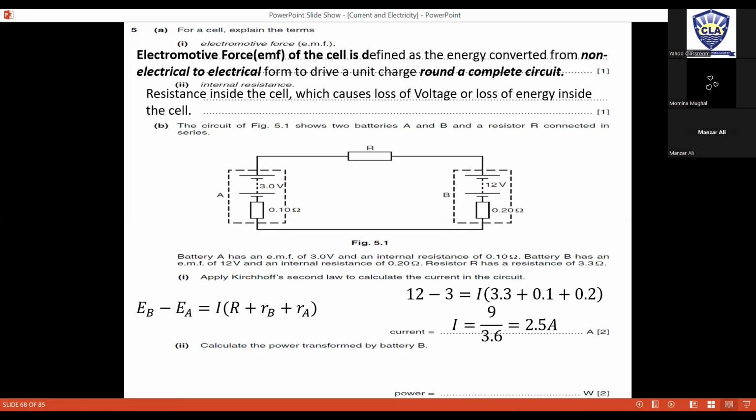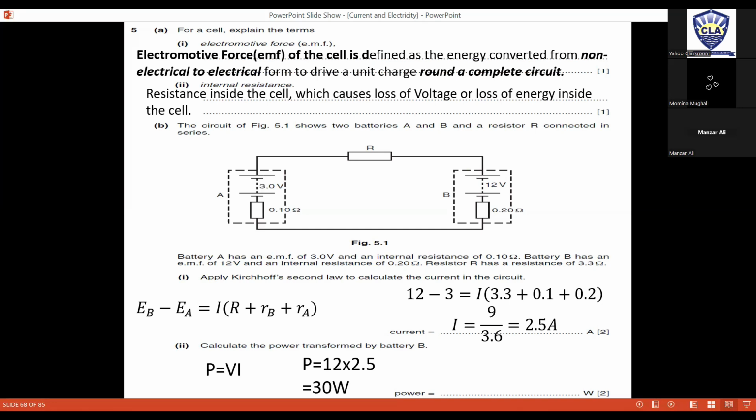Power transformed by the battery B. Whenever we say battery, we use the formula VI, because we know the voltage of the battery and we know the current in the circuit. So straight away use VI. So this much power is given by the battery B.